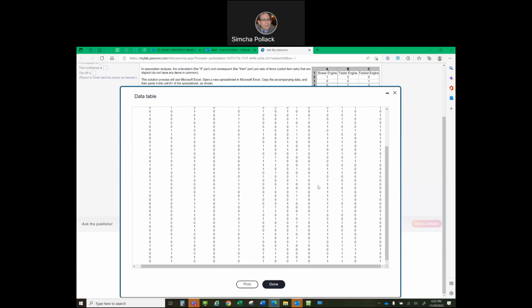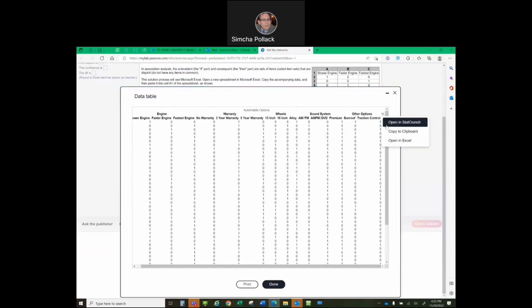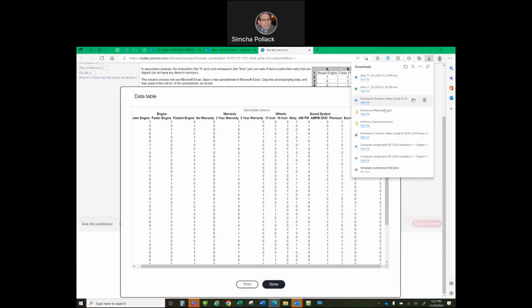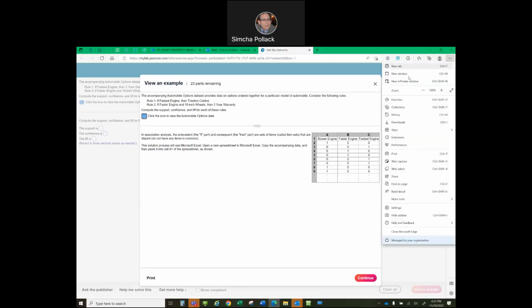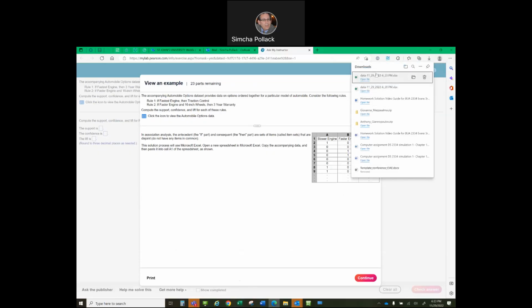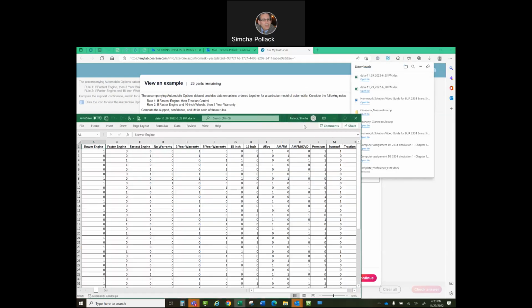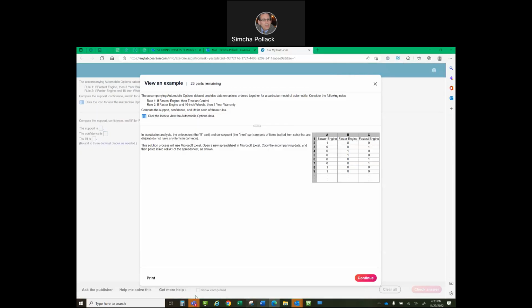We can see that icon to copy it into Excel. Then we get rid of this. We open it in Excel. Downloads. This is data. Oh, this is what we're going to be using. Now we have an Excel file.